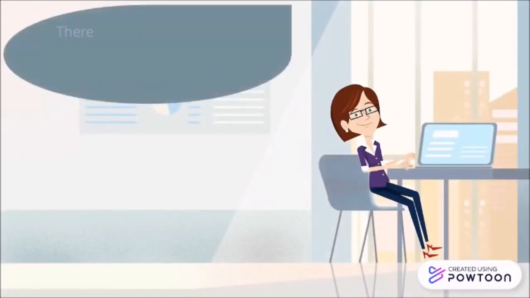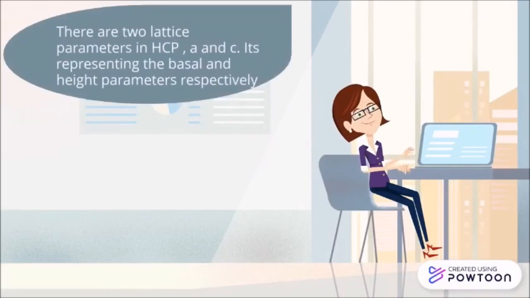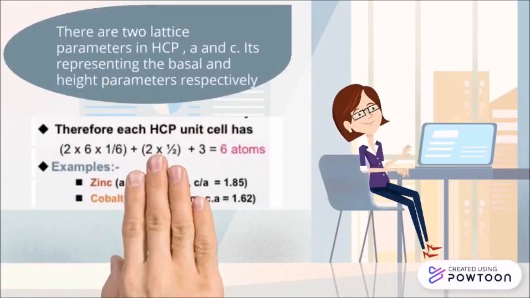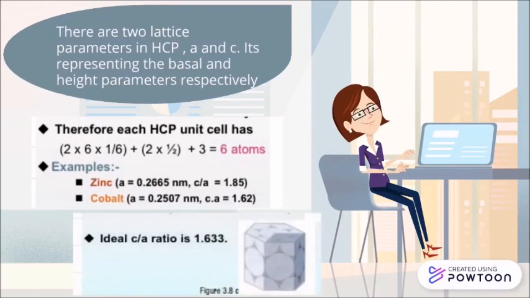There are 2 lattice parameters in HCP, which are a and c, representing the basal and height parameters respectively. Therefore, the HCP unit cell has 6 atoms. Here are examples: zinc and cobalt. The ideal c/a ratio for HCP is 1.633.